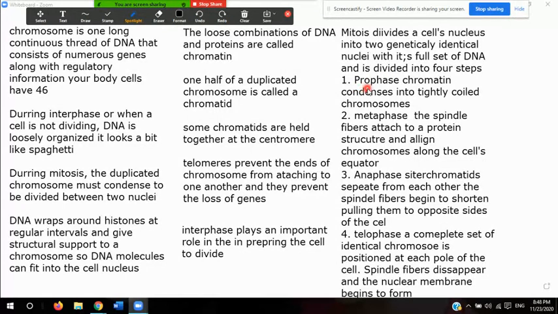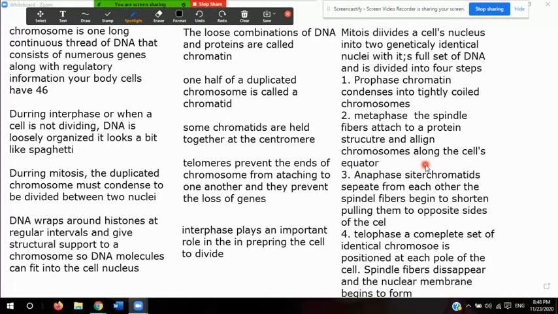The first step of mitosis is the prophase. In the prophase, chromatin condenses into tightly coiled chromosomes. So prophase is where the chromatin begins to condense into the chromosomes. In the second phase, which is the metaphase, the spindle fibers attach to a protein structure and align chromosomes along the cell's equator.